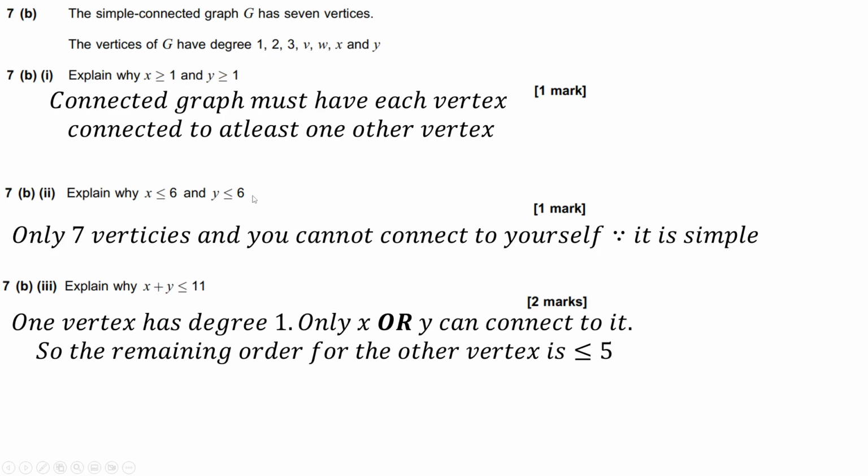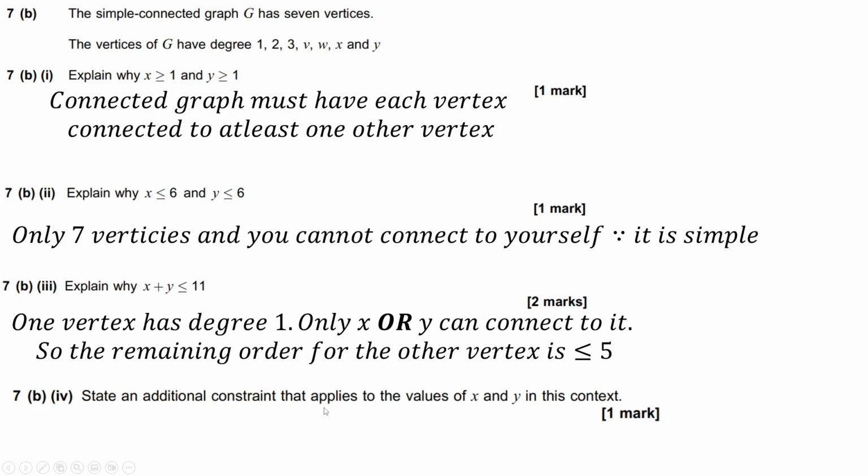But if at most you can connect to 6, and somebody is forced to only connect to 1, that leaves you with just at most 5 to connect to. It's less than or equal to 5 because v and w could take up some random proportion together. Okay, hopefully that makes sense.